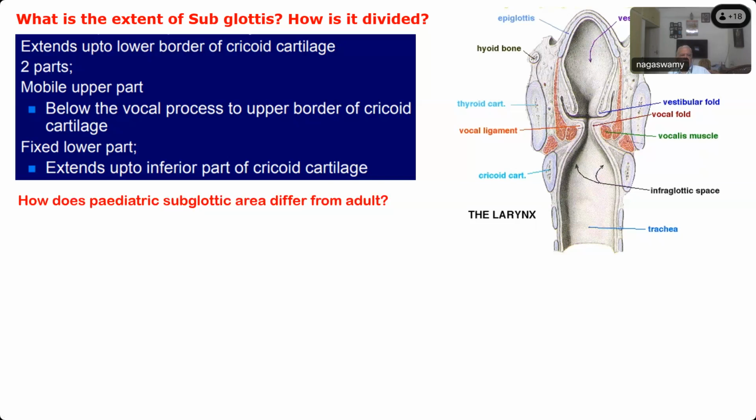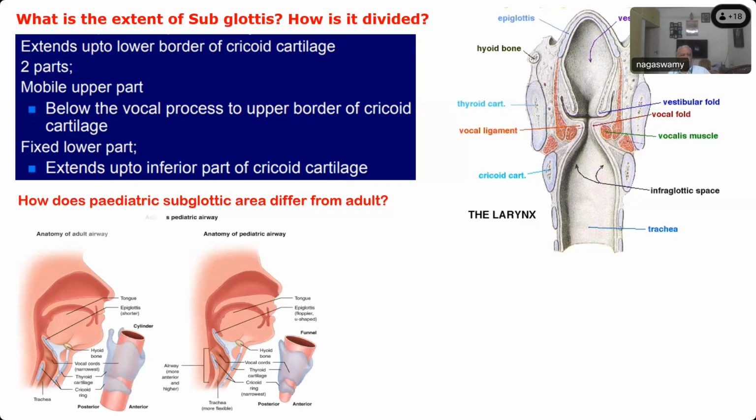So, how does the pediatric subglottic area differ from that of the adult? This is a valid normal change that the examiners want you to observe. So, in the adult, the entire larynx is about like a cylinder.